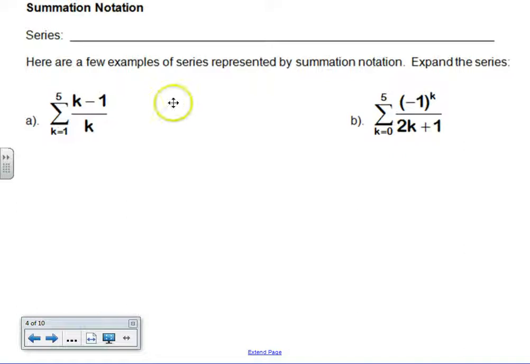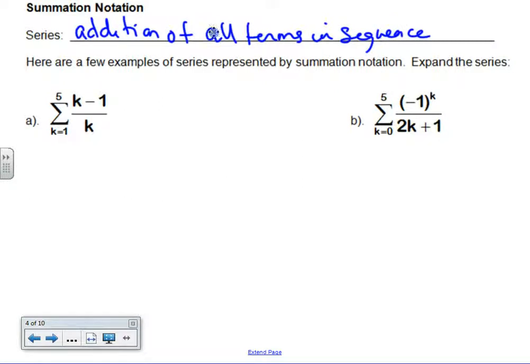There's something else in this section called summation notation. And it has the Greek letter sigma. That's a capital sigma. A series is an addition or sum of all the terms in a sequence. And we're going to learn about finite and infinite sequences eventually, but for now we're just going to do some finite sequences. So this says my general term is defined as k minus 1 over k, and we're going to sum all of our sequence terms when k equals 1 all the way up to k equals 5.